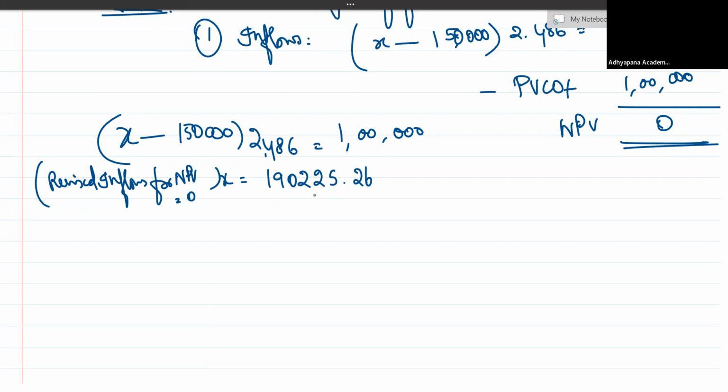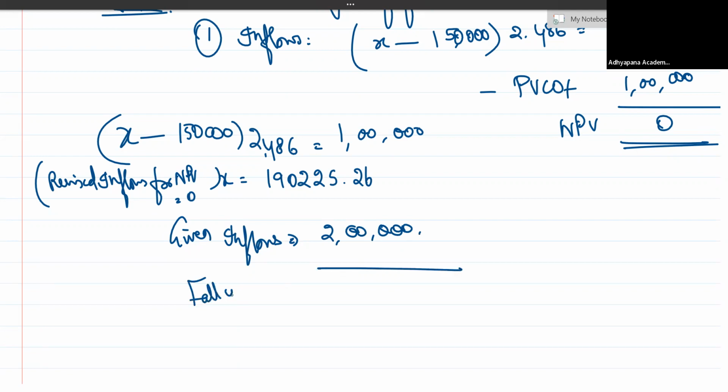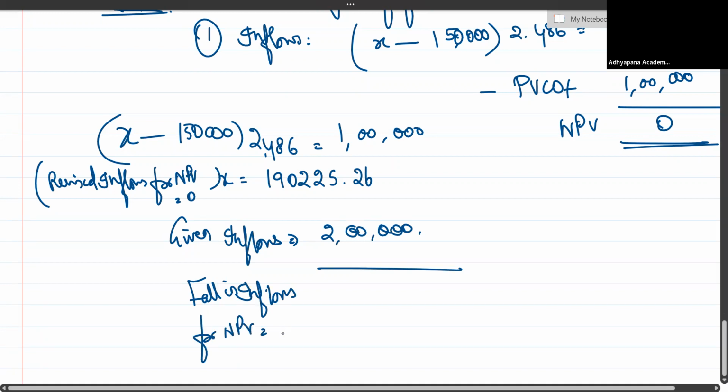If my inflows is 1,90,225.26, in which case my NPV will be 0. How much was your given inflows? The given inflows was rupees 2 lakhs, correct? Yeah, the given inflows was rupees 2 lakhs, which means how much is the fall in inflows for NPV to be 0?